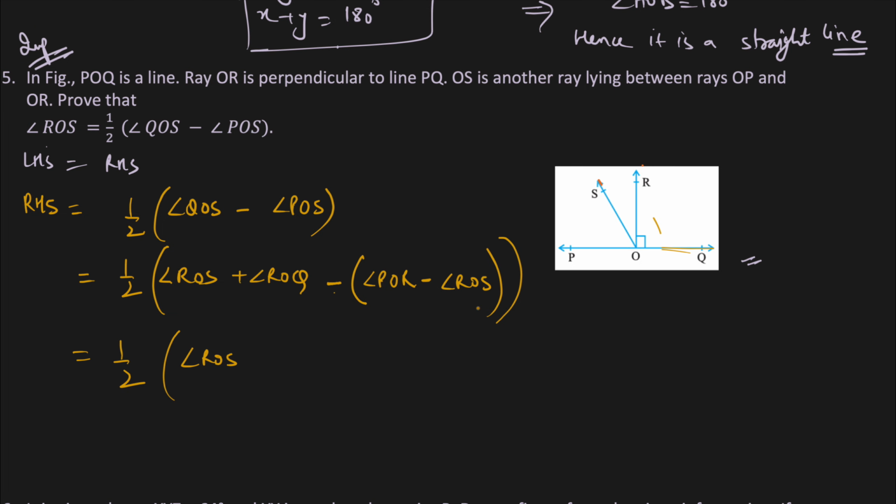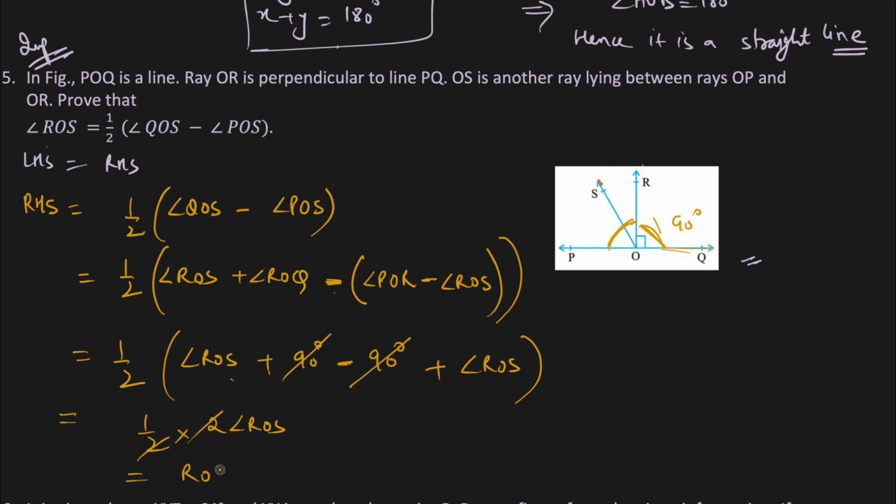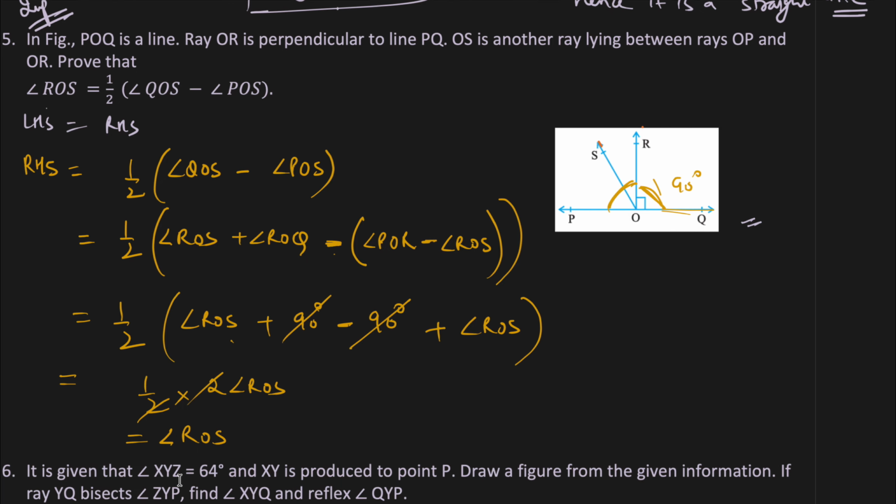ROS plus ROQ. Now you know what ROQ is, 90 degrees, it is given to you. It's perpendicular. 90 degrees minus angle POR. POR is also 90 degrees, right? Minus minus becomes plus ROS, because negative here becomes plus. So 90 minus 90 is 0. ROS plus ROS is 2 angle ROS. The 2 cancel. It comes out equal to angle ROS. This is what your LHS is. So this comes out to be equal to LHS, hence proved.